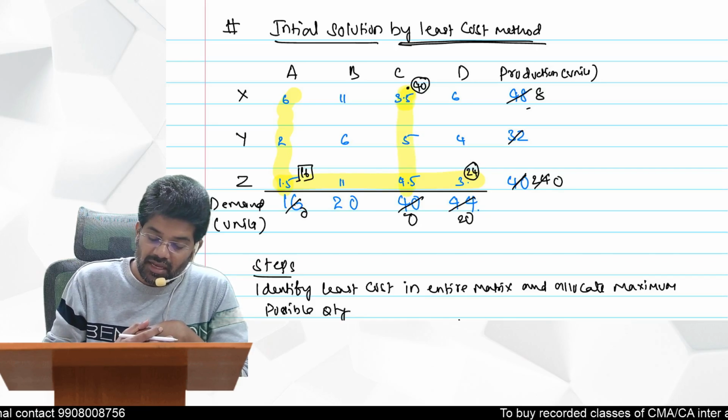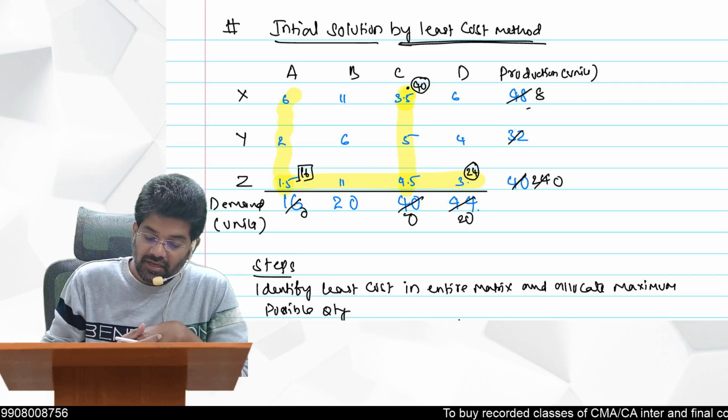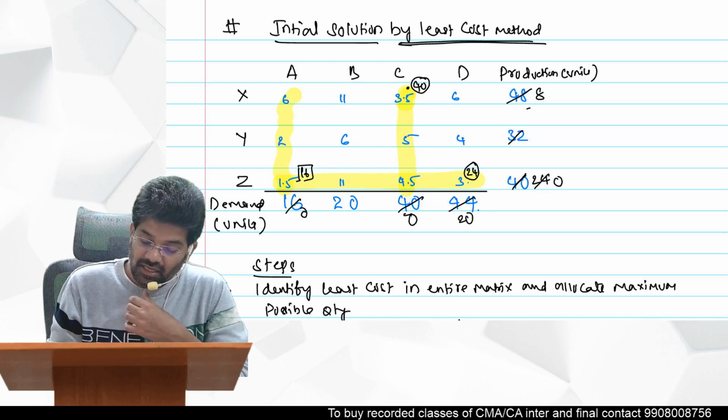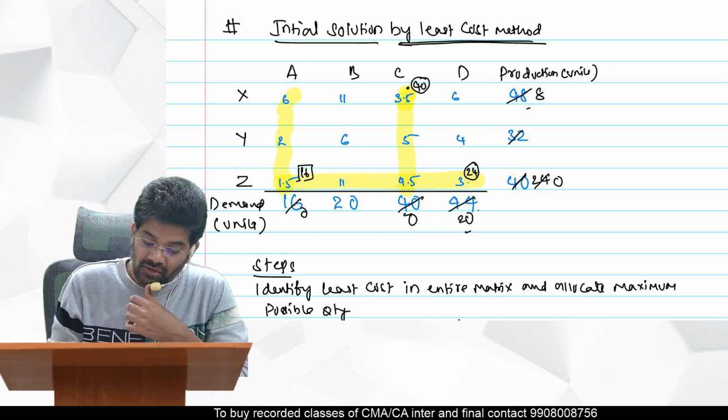Now out of the remaining 11, 6, 6, the least one is 4. Okay, how much can I allocate here? 4, 20 column wise, row wise 32, whichever is lower means 20 I can allocate.